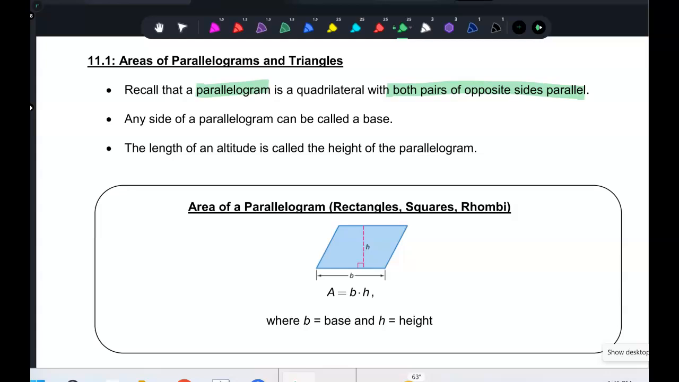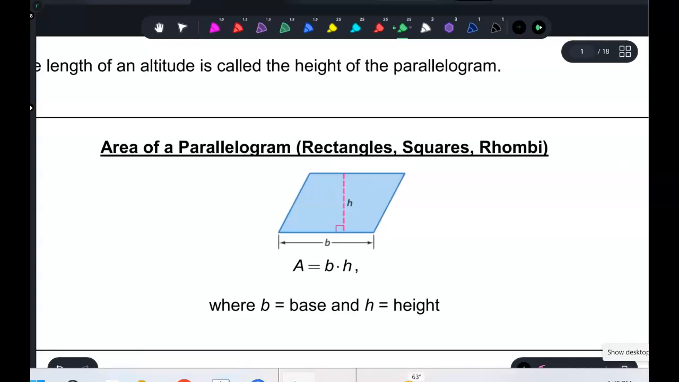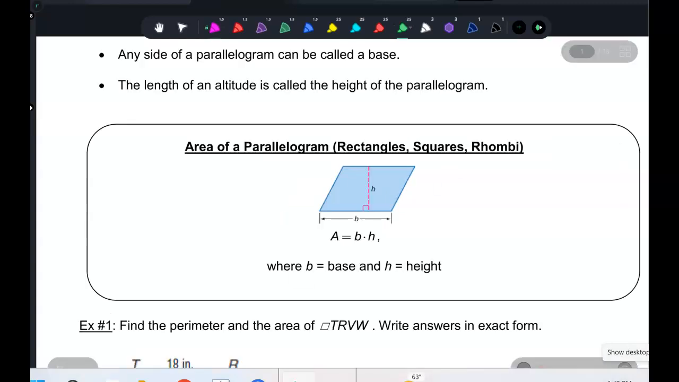So basically, in a parallelogram, any of the sides can be the base. It's the height that we have to be careful about. The height and the base have to always be perpendicular. So here, if you look at the picture, you should always see a right angle where the base and the height are. Okay. Are we on rad calculator or degree calculator?